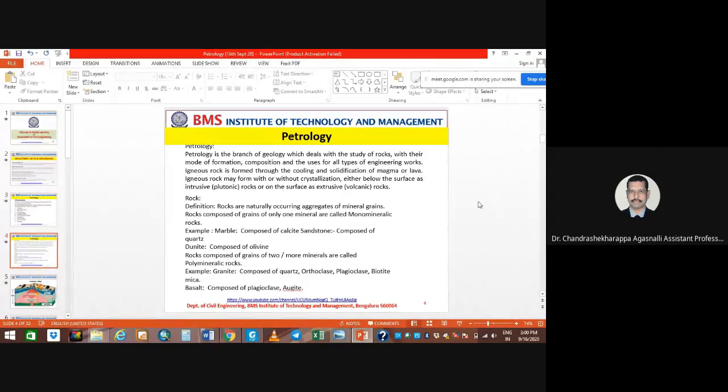Of course, it's very difficult to identify those things in polished granite, but with a microscope you can easily identify. If it is coarse grained granite, definitely you can identify it easily with your naked eye, right? The basalt is composed of plagioclase and augite, right? So these are the definitions.